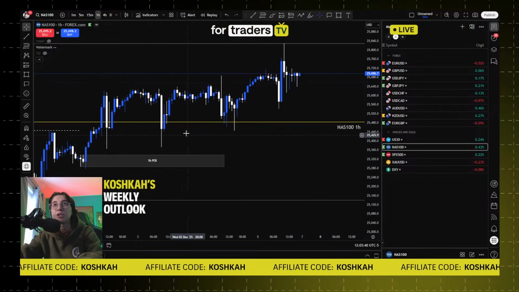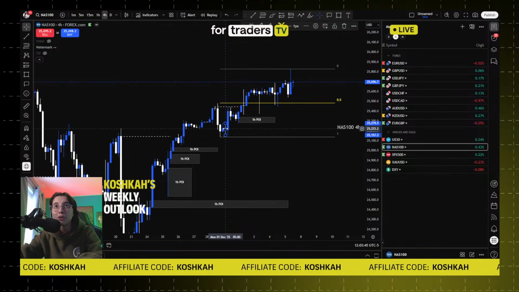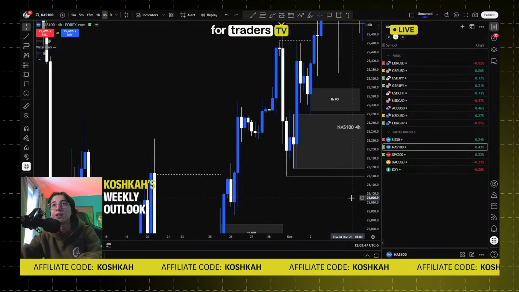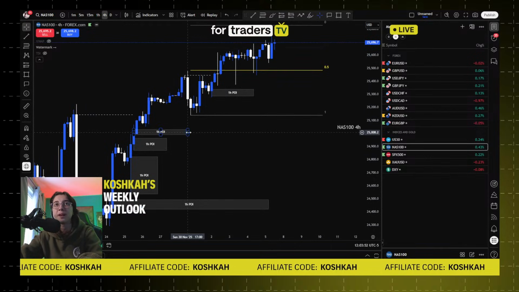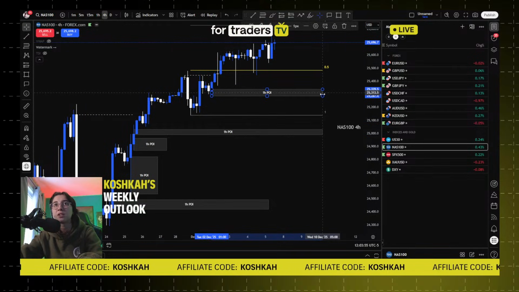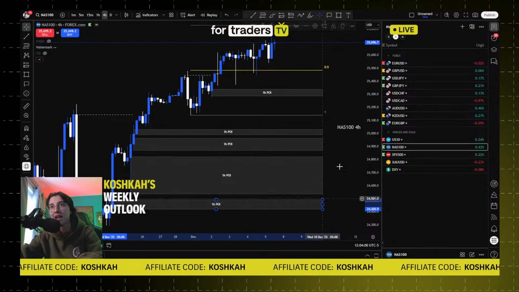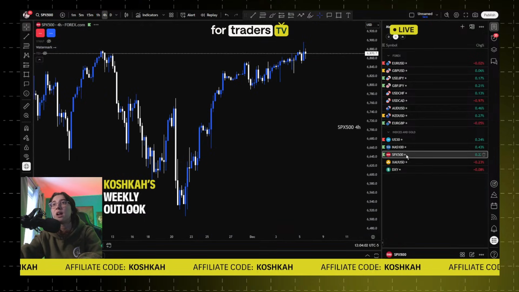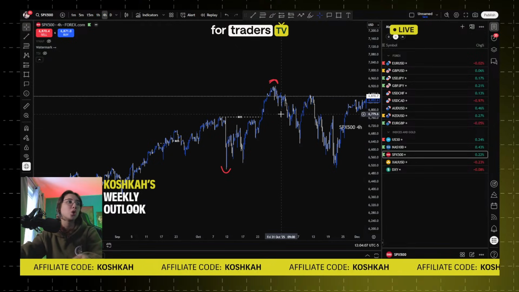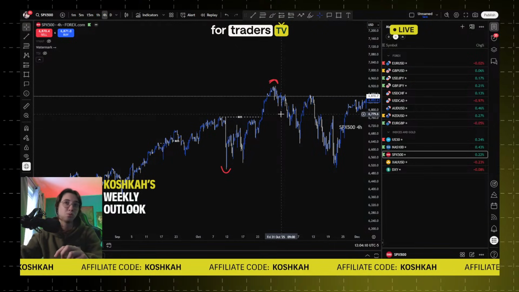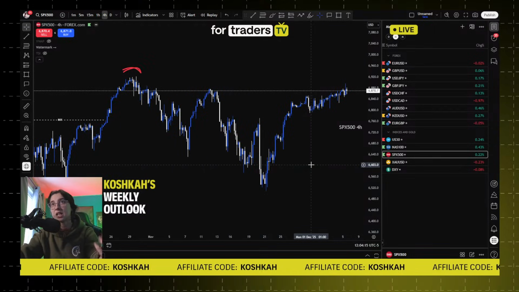And that's pretty much it. So yeah, that's all the POIs you have on NAS. And 4 hour right here, let's see if it's worth it. Nope, it's already mitigated right here. Doesn't count. So bye-bye. Okay, so those are all the valid POIs we have on NAS to look for some buys as we're getting more bullish again. Okay, and on S&P, same thing, we've been just consolidating inside of this big range right here, so there is nothing much to do.